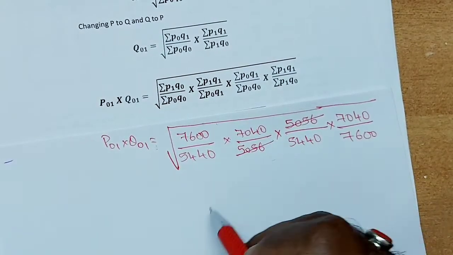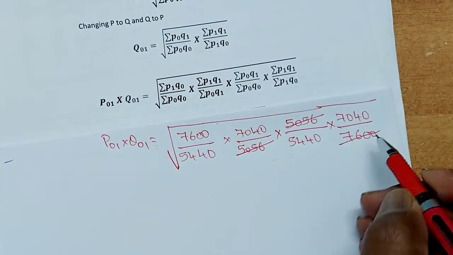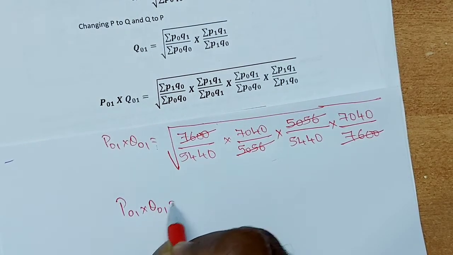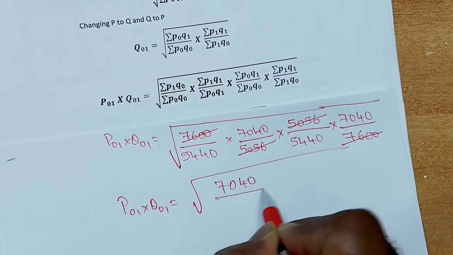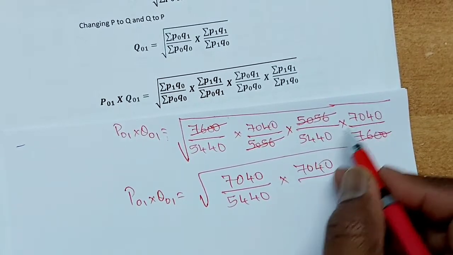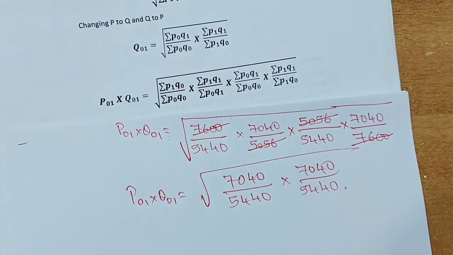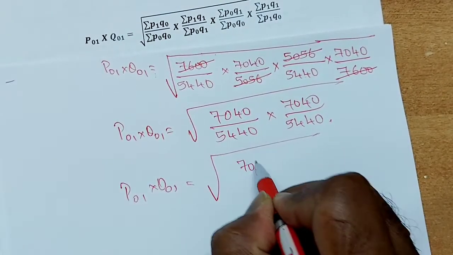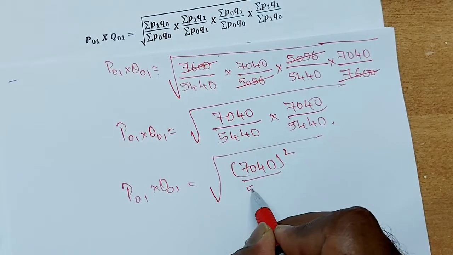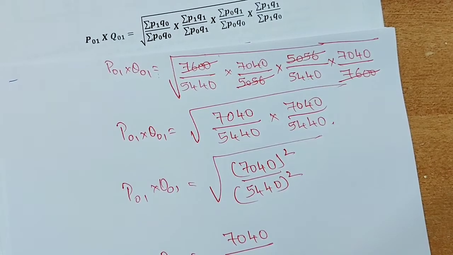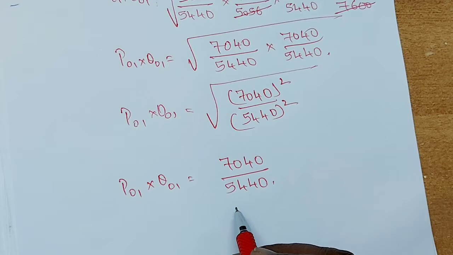Now, after finding out all these, let us find out what gets cancelled. 5056 in the numerator and 5056 in the denominator get cancelled. Similarly, 7600 in the numerator and 7600 in the denominator get cancelled. Therefore, P01 into Q01 is equal to the square root of 7040 divided by 5440, into 7040 divided by 5440. P01 into Q01 is equal to the square root of 7040 the whole square divided by 5440 the whole square. Therefore, P01 into Q01 is equal to 7040 divided by 5440.